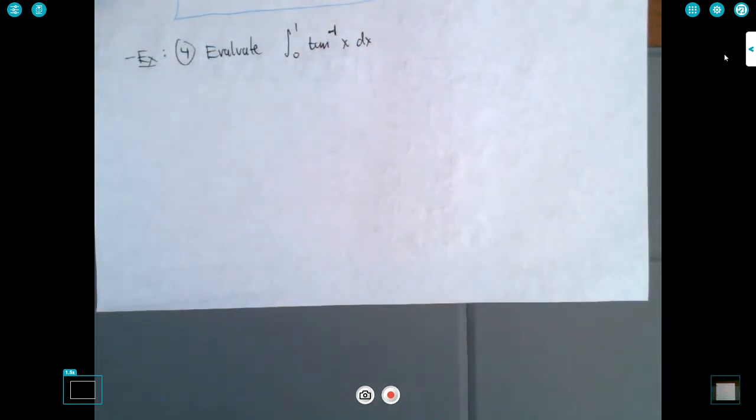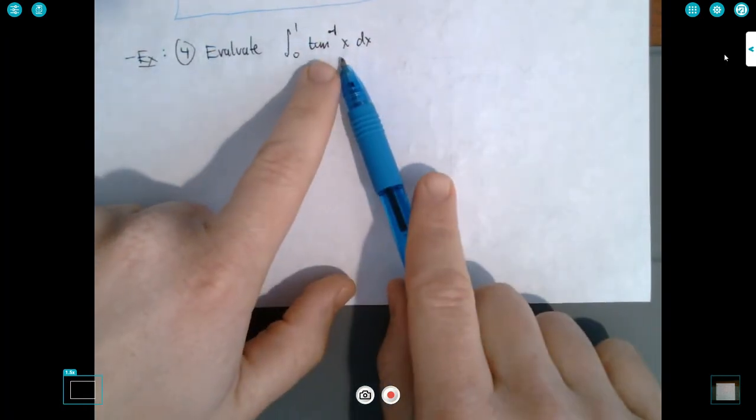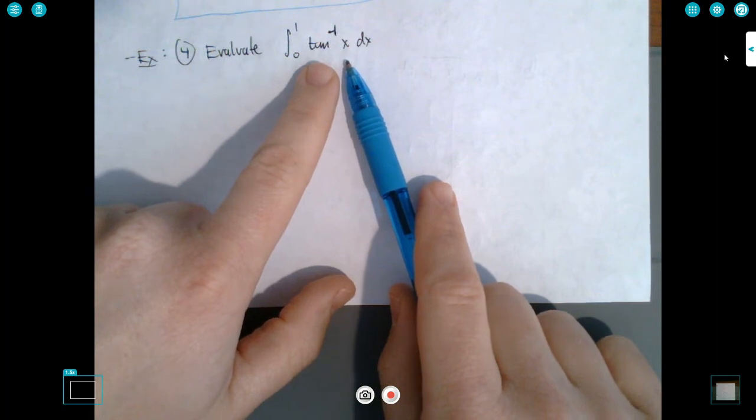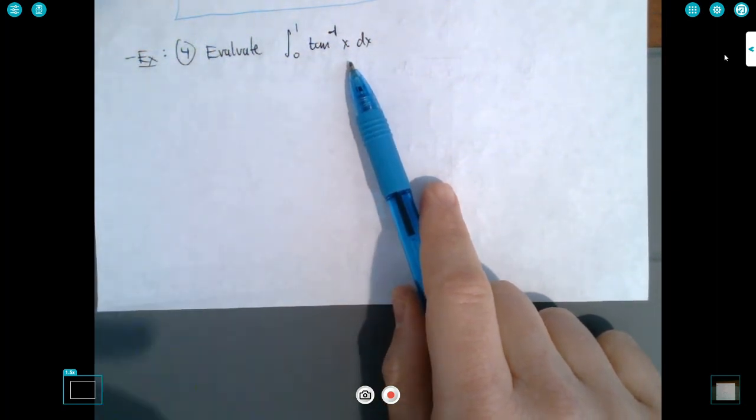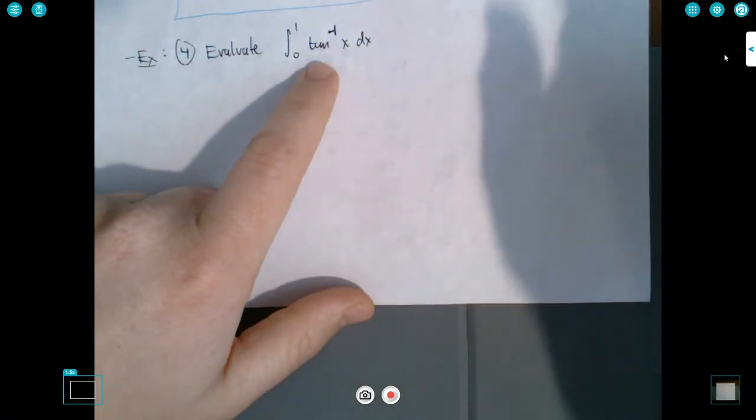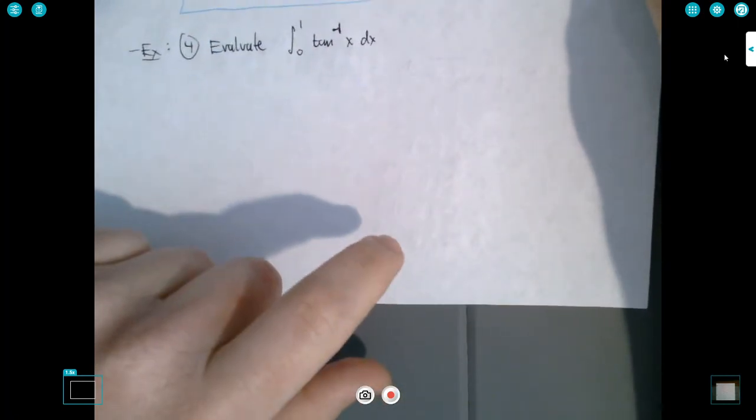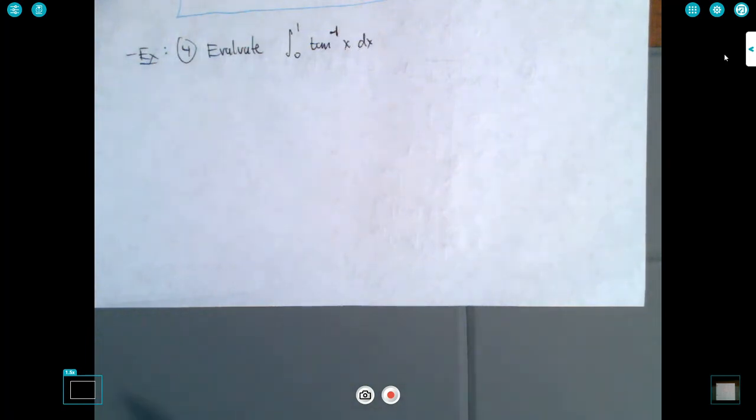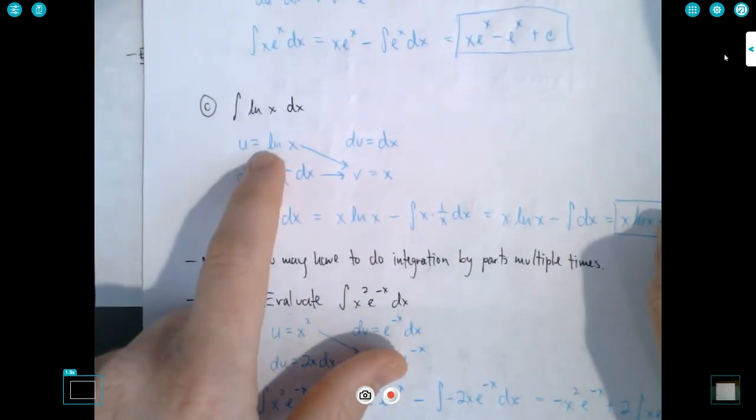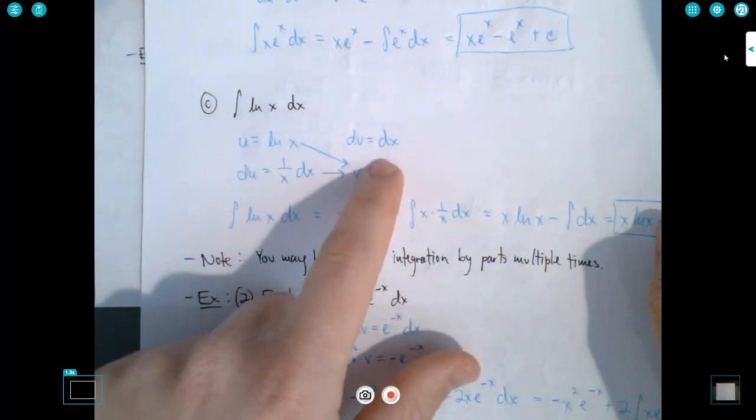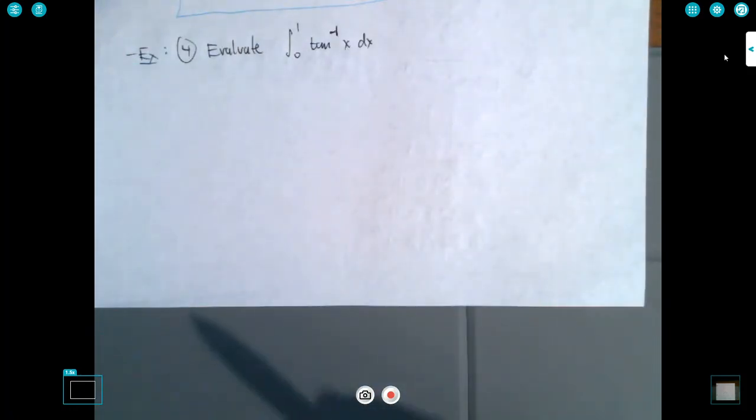Now this isn't a product of two functions, but that's okay. We can do the same thing as we did. Remember when we integrated natural log? Sorry, I was trying to find it. When we integrated natural log, we just let u be natural log, and then we let dv be dx. So let's try the same trick here.